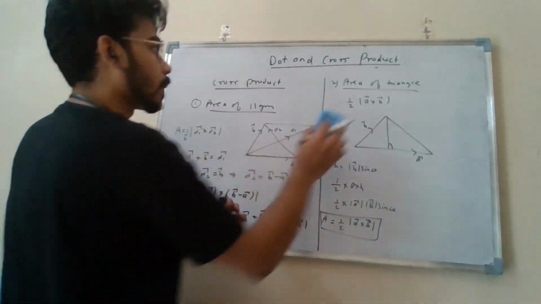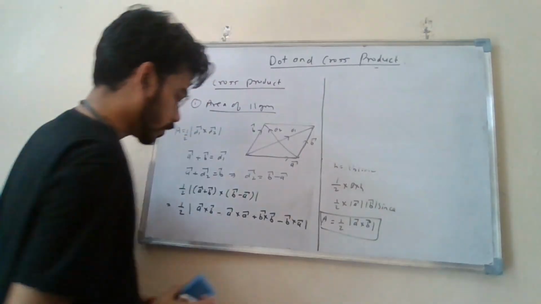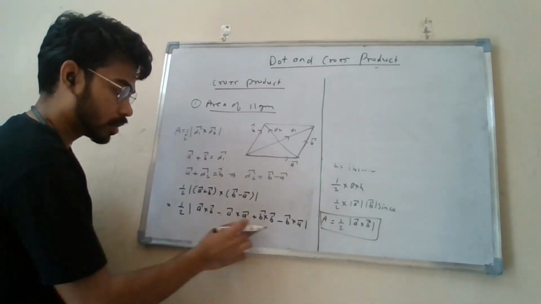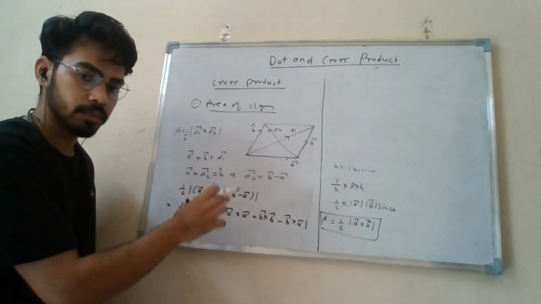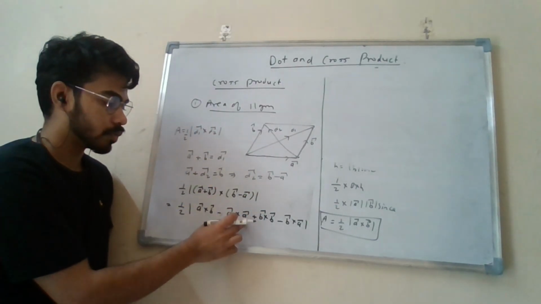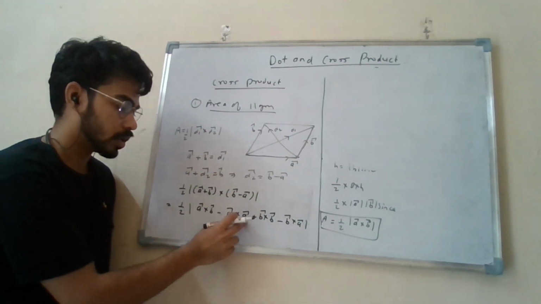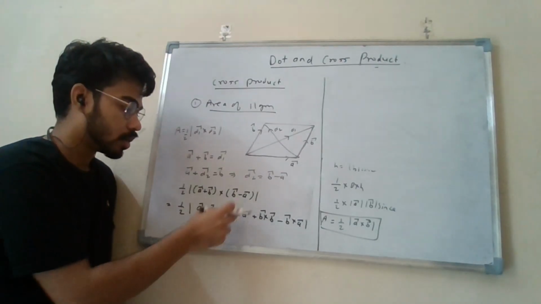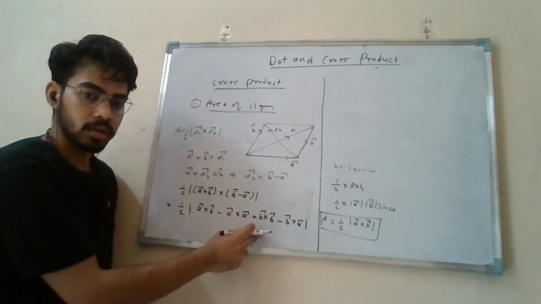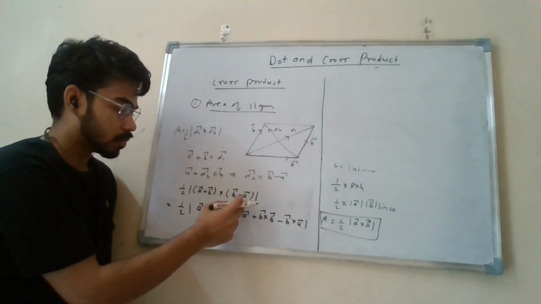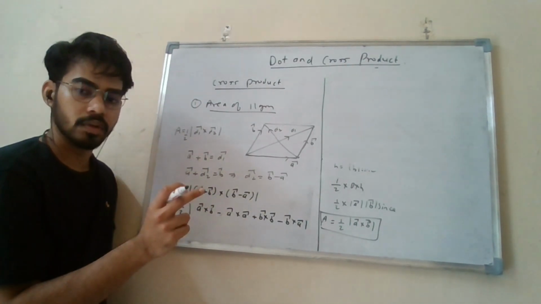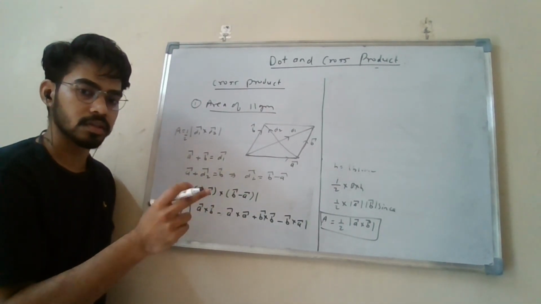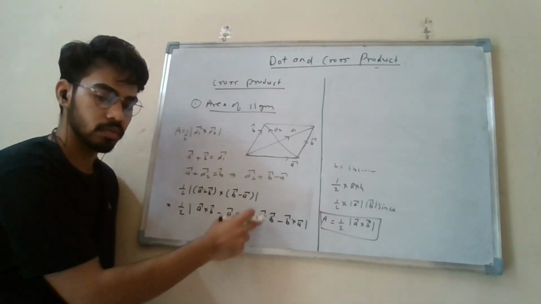Next, here you can see that a cross a and b cross b will be 0, because a cross a means mod a sine theta, where theta is the angle between the two vectors, and for a cross a the angle is 0 degrees. So sine 0 is 0, and here also the angle is 0 degrees. That's why a cross a and b cross b are 0. The cross product between two similar vectors, a and a, b and b, c and c, is equal to 0.